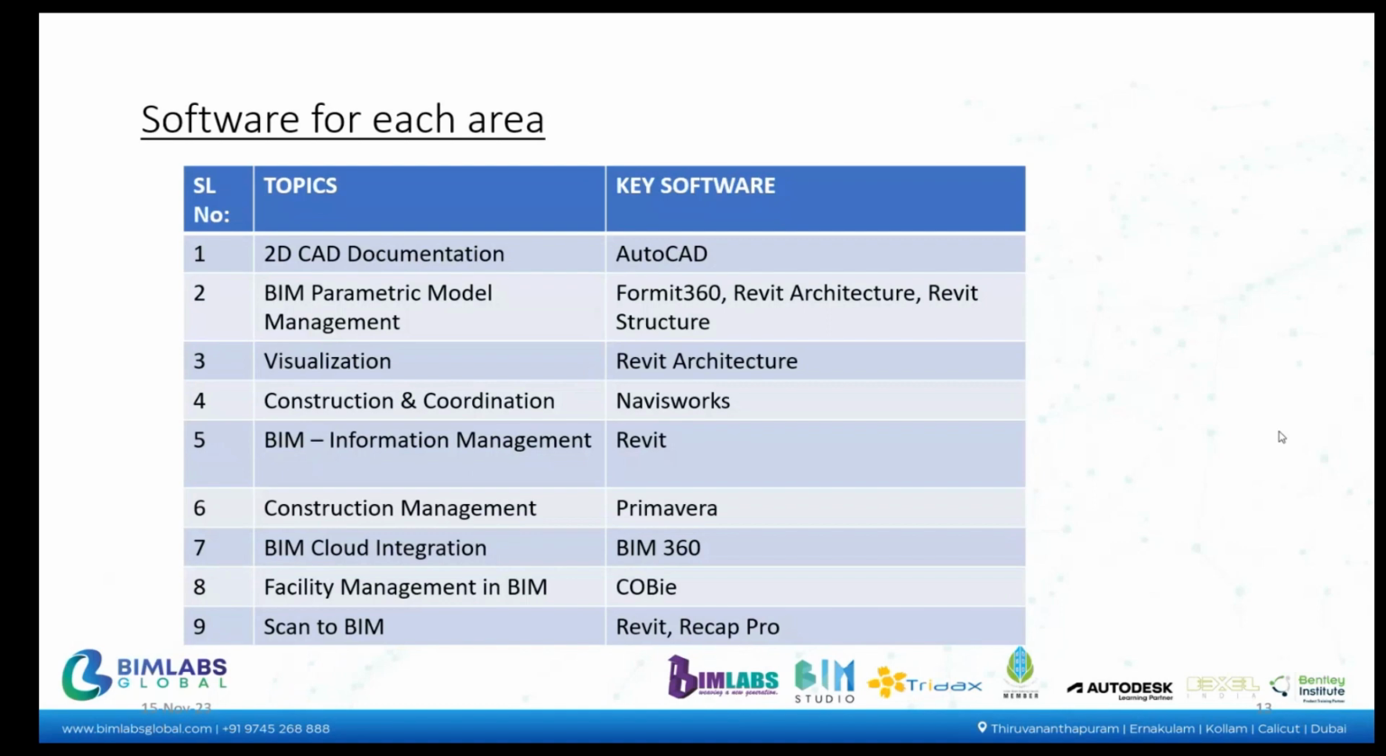For construction coordination, reviewing the models, and clash testing, we are using Navisworks. For BIM information, extracting the deliverables and handing them over to the client, we use Revit. Construction management and scheduling use Primavera. For cloud integration, we are using BIM 360. Facility management covers COBie data, how to prepare COBie data. COBie is a set of documents which we hand over to the client for easy operation and maintenance of that particular building. How to prepare it will be discussed in facility management.